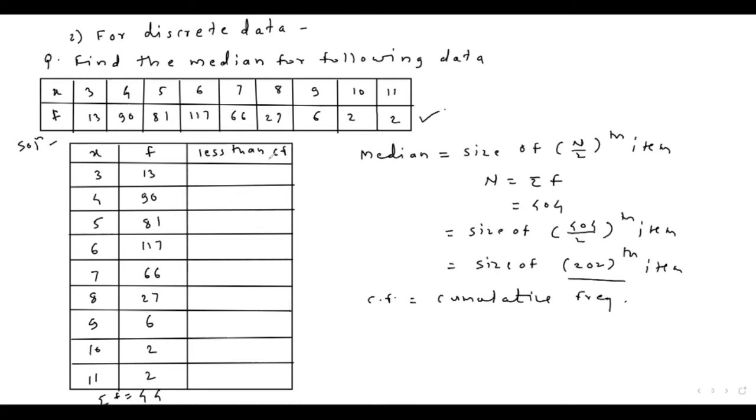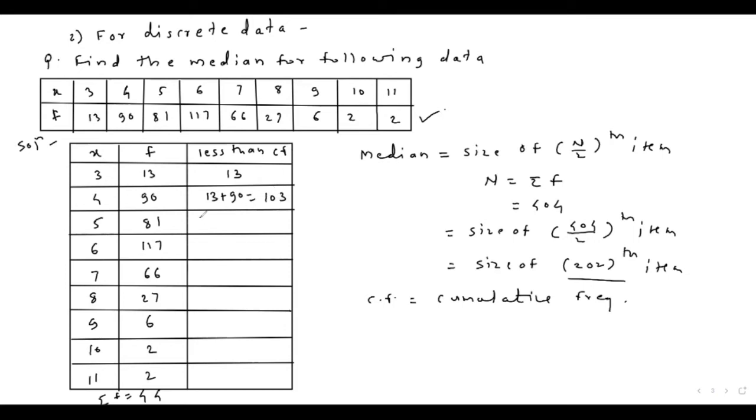So how can you find the less than CF? To find this, for the first value we use the column of frequency. The first value of frequency is as it is, 13. Then to this 13, we add the second frequency as the second value of CF. So 90 plus 13 is 103.